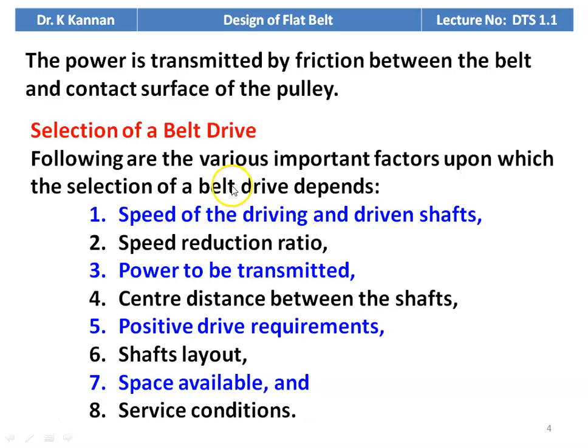The selection of the belt drive. We have to consider the following factors in the selection of the belt drive: speed of the driving and the driven shaft, the speed reduction ratio i, the ratio of the speed between the driving and the driven shaft, power to be transmitted, the center distance between the shafts, the positive drive requirements, the shaft layout, whether this is horizontal layout, vertical layout or inclined layout, the space available for the drive, and the service conditions.